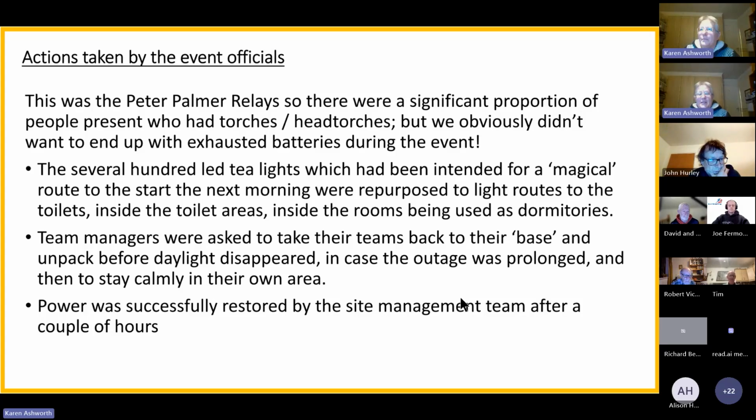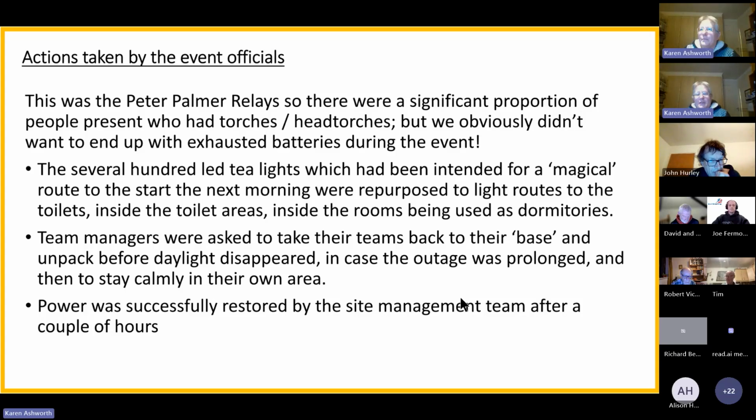Fortunately, we had several hundred LED tea lights which we'd been intending to use for a magical route to the start the next morning. So they were quickly repurposed in order to light the routes to the toilets, light the areas inside the toilets and bathrooms, and light inside the rooms that were being used as dormitories.